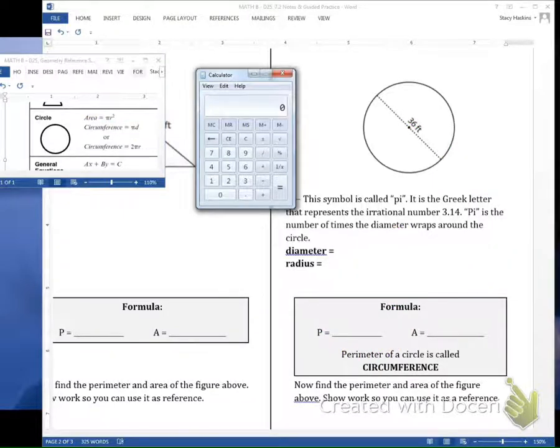All computers have a calculator application. If you go to your Start menu, you can look for Calculator. Please ask your teacher or a neighbor to help you find your calculator on your computer.